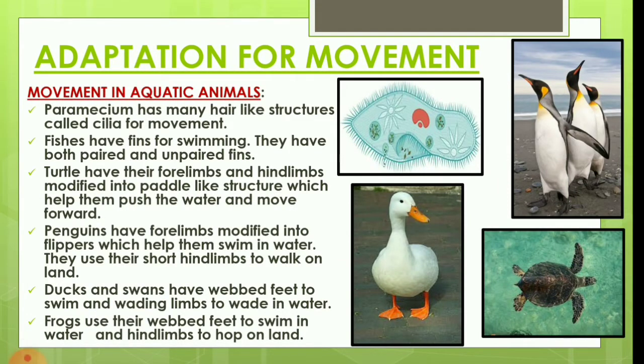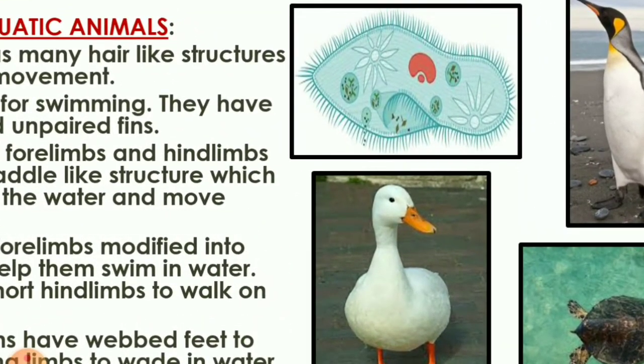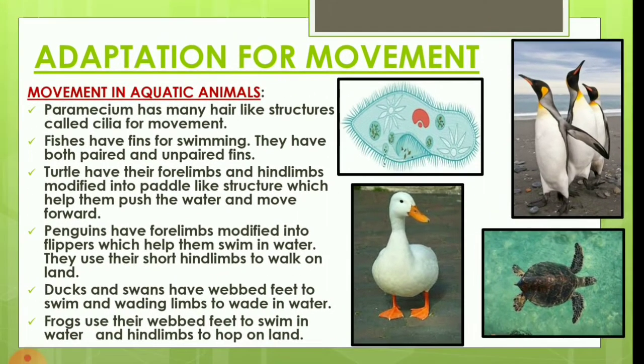Paramecium has many hair-like structures called cilia for movement. Now this paramecium, they have many hair-like structures, as you can see in the picture, which help them in movement, जो move करने में help करता है. Fishes have fins for swimming. They have both paired and unpaired fins. जो fishes होती हैं, in that fins help them to move in water, to swim, and the tail helps in changing the direction while swimming.